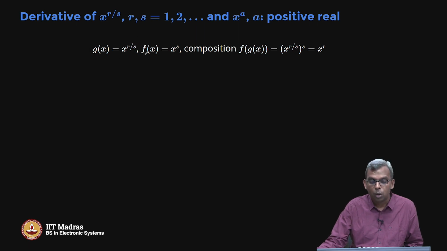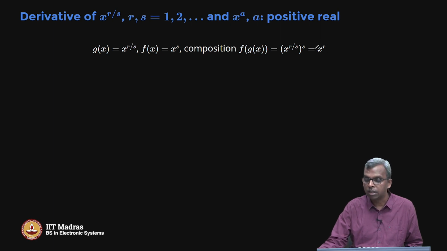Now I'm going to compose it with a function f of x, which is x power s. Notice I've chosen this very smartly and correctly. What happens when I compose f with g? You put in g here, x power r by s, and then what is f? f simply raises anything it sees to the power s. Whatever you feed it, it's going to raise it to the power s. So instead of feeding x, I'm feeding it g of x, which is x power r by s, and it simply raises that to the power s to get x power r.